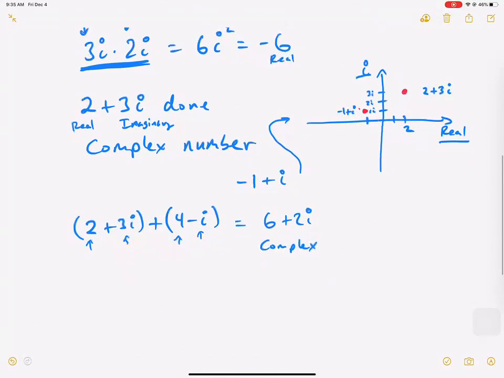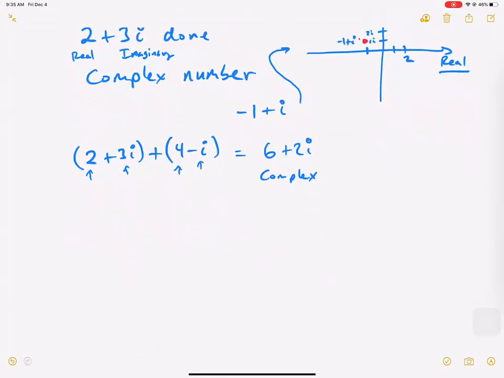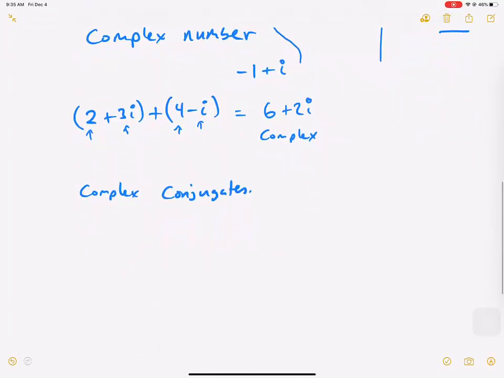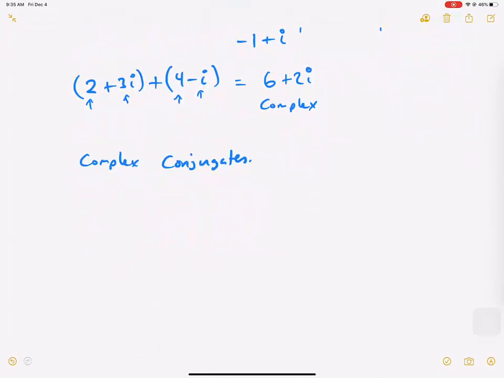Now, with complex numbers, we have something called complex conjugates. A conjugate is going to be a useful tool to us in what we're going to do today. So here is our idea of a complex conjugate. I'm not sure if you guys have done this before, but let's look at it. If I say 3 plus 2i, the conjugate will be 3 minus 2i.